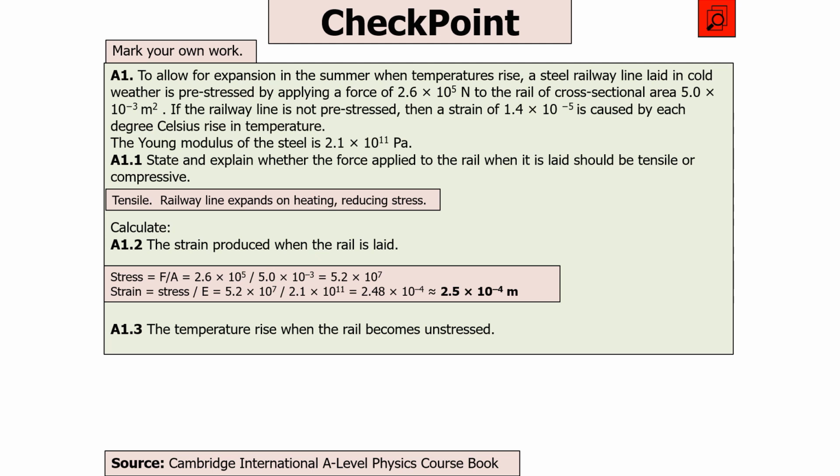Now we know the temperature rise, well we know that a strain of 1.4 times 10 to the minus 5 is caused by each degree rise in temperature. Now we know that the overall strain from the previous question is 2.48 times 10 to the minus 4, so do 1 divided by the other and we get 18 degrees Celsius.